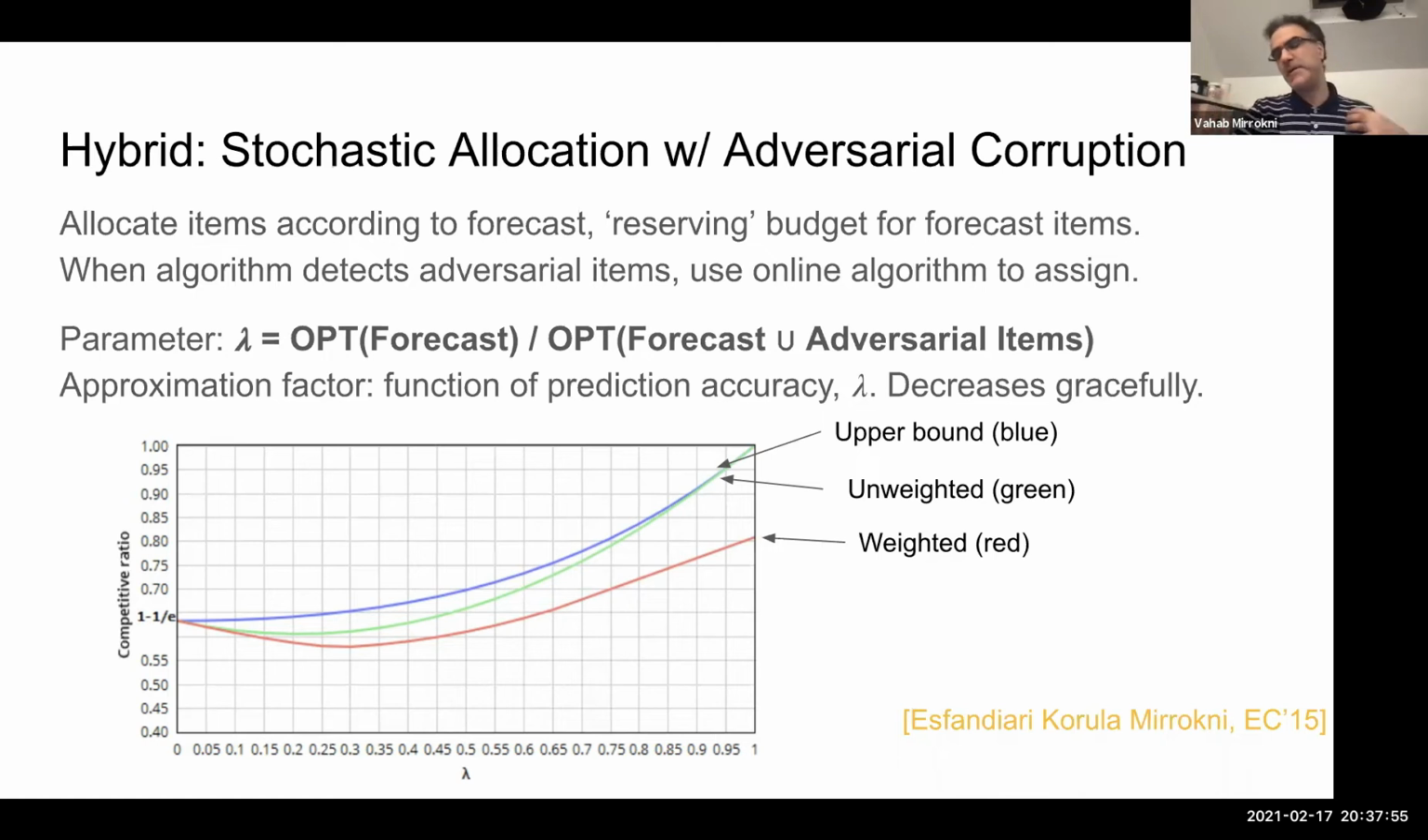There has been some recent work in this framework, and this older paper actually fits in this framework as well. We use some ML advice, which is the stochastic forecast, and as a function of how good the forecast is, which is captured by this parameter lambda, we have an approximation factor. The approximation factor is, for example, this red curve, and we also know some hardness result that you cannot go better than this curve. So it gives us a platform to design better and better algorithms for these robust allocation problems.